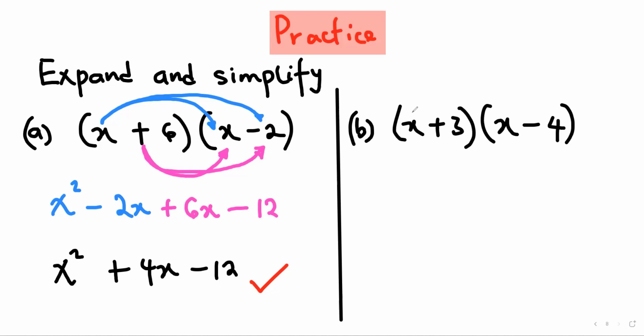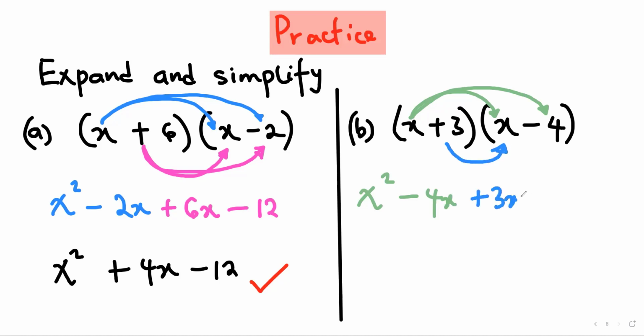Again, we're going to expand by saying x times x. What's that going to give you? X squared. And then we say x times minus 4. Minus 4x. And then we go the other way around. Plus 3x times x. Plus 3x. And then we say plus 3 times minus 4. Minus 12. Good. Expression correct.